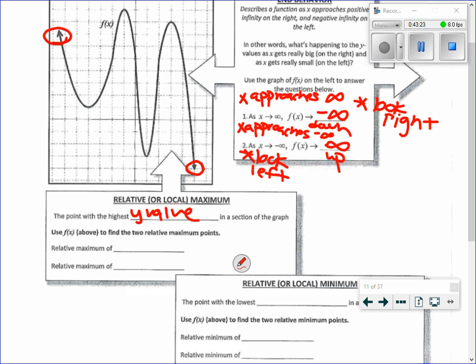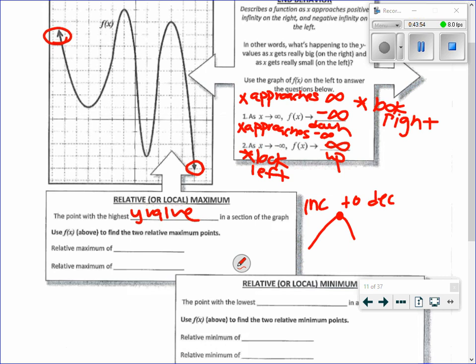So when you're talking about maximums, we're only dealing with local or relative maximums in Algebra 2. So you want to talk about when your graph is going from increasing to decreasing. Think about your graph should be increasing, and then it should change to decreasing, and right there would be a maximum point. So where are the maximum points we have in this graph here?